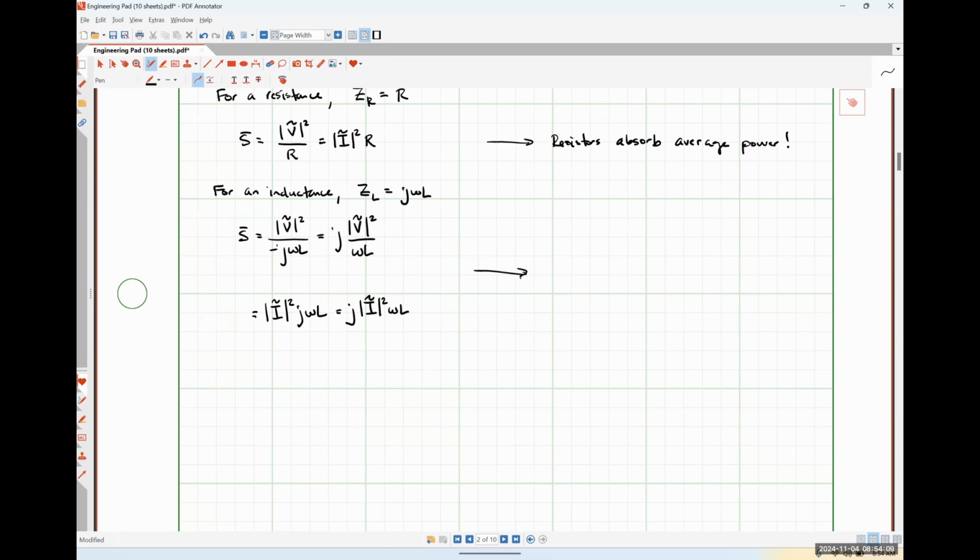So what do inductors do? Well, we can see that the complex power in both cases, whether we're dealing with just in terms of voltage or just in terms of current, is purely imaginary, right? Is it possible for omega times L times the magnitude of the current squared to ever be a negative number? No. So inductors' job is to absorb reactive power.